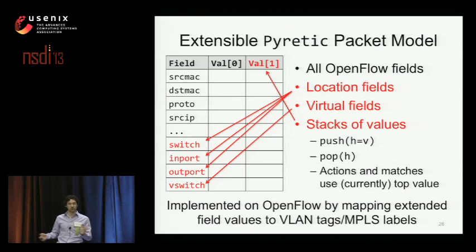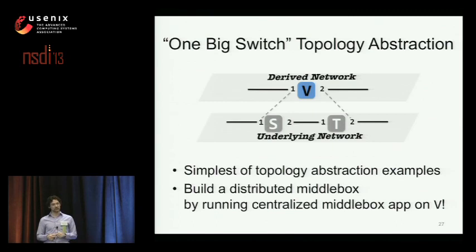So let's talk about the one big switch transformation that I'm going to show you in detail. This transformation is one of our simplest, and essentially represents one big switch, here V, in the derived network, whose ports 1 and 2 correspond to boundary ports in the underlying network. So V1 maps to S1, V2 maps to T2. And what's really neat about this example, among other things, is that if I write an SDN middlebox application for a single node, and I run it on the one big switch, its logic will automatically get distributed across the underlying nodes. So I get a distributed implementation using a centralized paradigm.